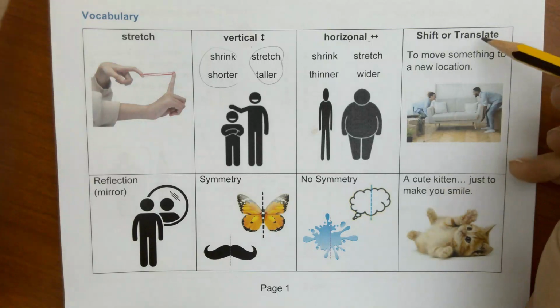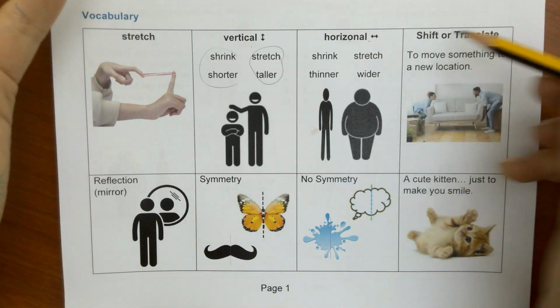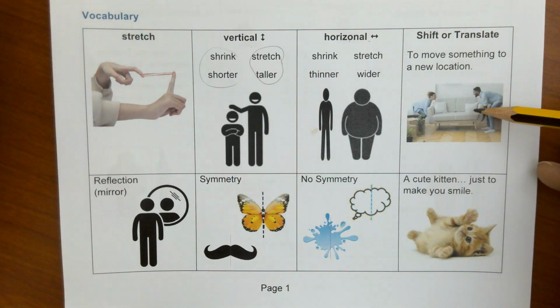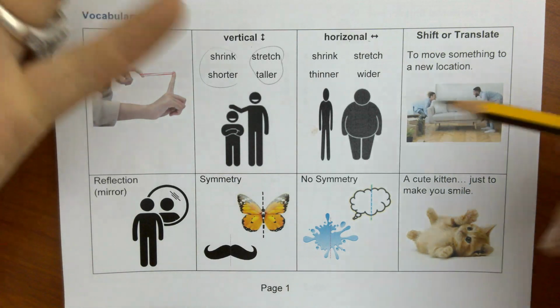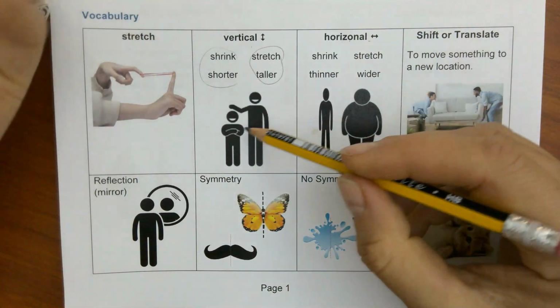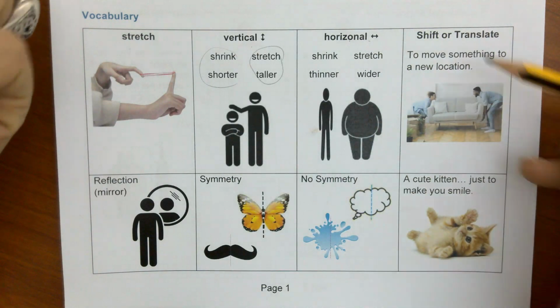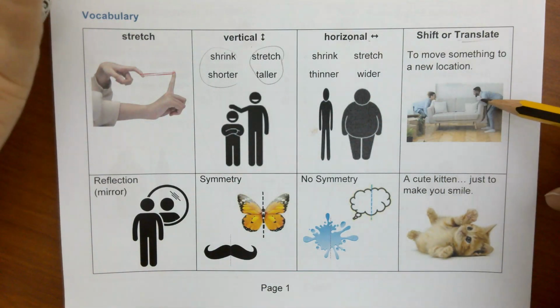Now if I want to translate something or shift something, it just means pick it up and move it. You're not changing the shape, you're not making it wider or thinner or taller or shorter. You're just moving it. So translate just means to move to a new location.